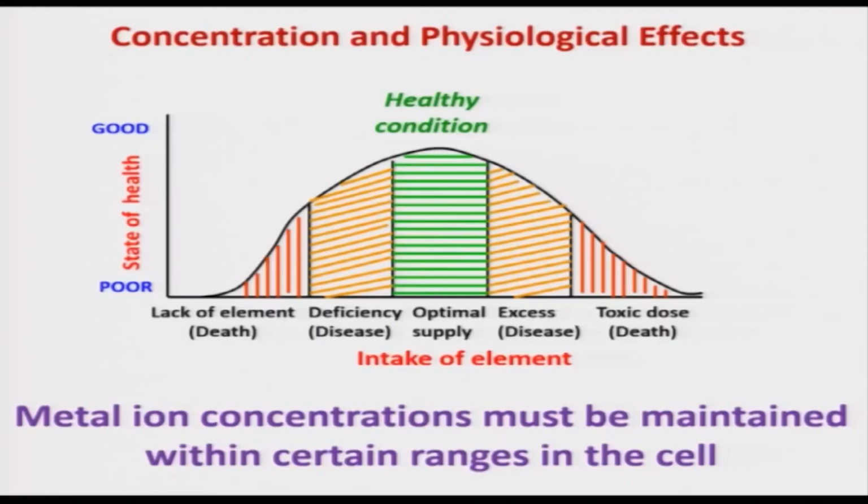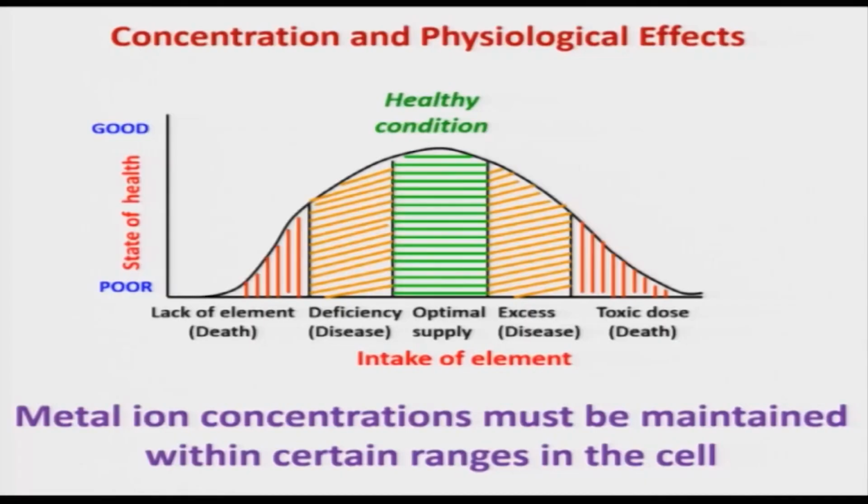So, we have been discussing the role of metals in biology. In the previous lecture, we focused on the concentration range in which the metal ions are most active. Metal ion concentration must be maintained within a certain range in the cell. If you have more or less concentration, both will cause diseases and eventually it can cause death.